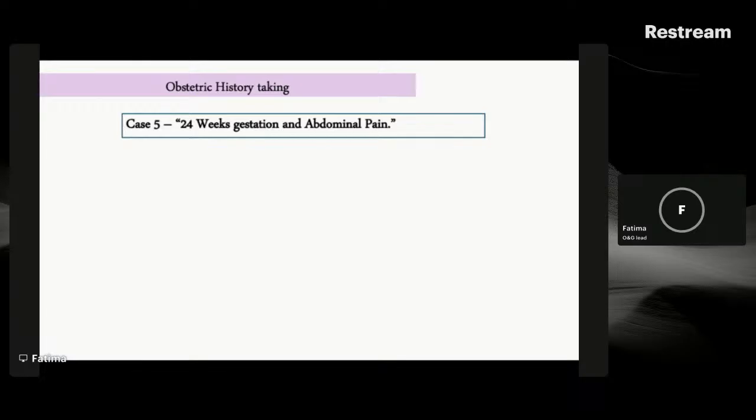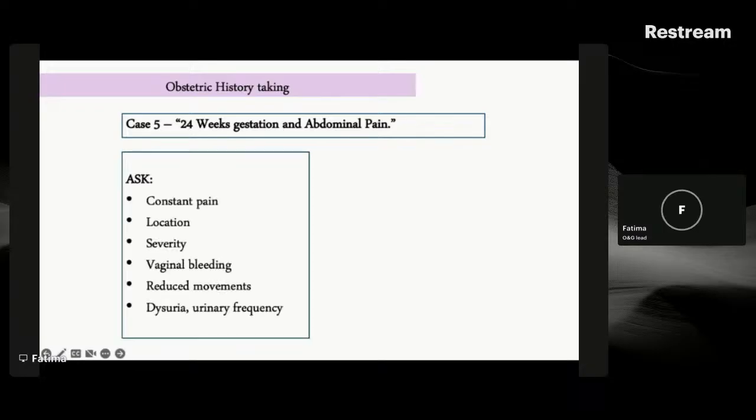Case 5, 24 weeks gestation, and she's got abdominal pain. Again, just because I'm conscious of time, I'll say that what to ask is, firstly, you want to distinguish between any benign causes from any serious obstetric complications.